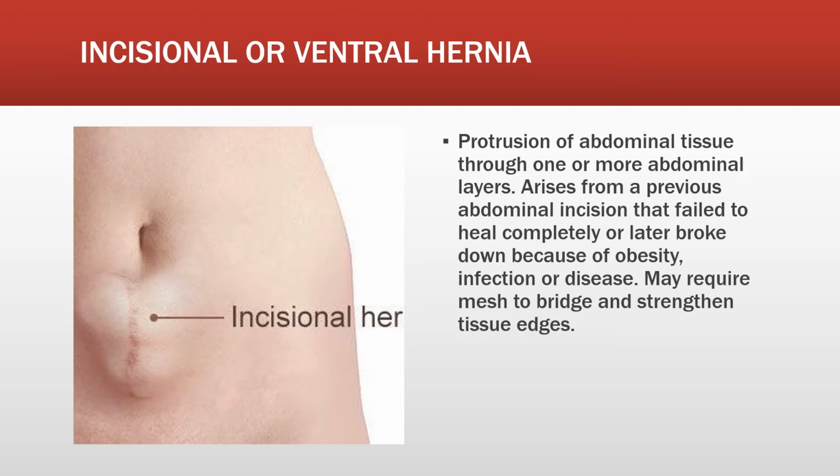Right, moving on to our incisional or ventral hernias. This is a protrusion of abdominal tissue through one or more abdominal layers. They usually come from a previous abdominal incision that failed to heal completely, or later broke down because of obesity, infection, or disease. They usually require a mesh to bridge and strengthen those tissue edges.